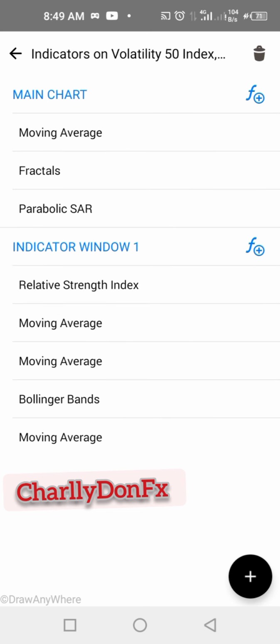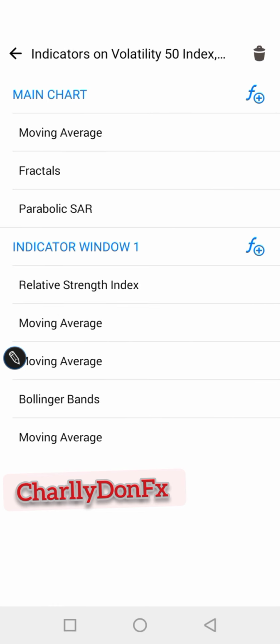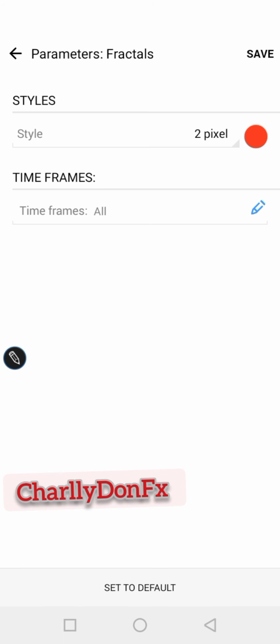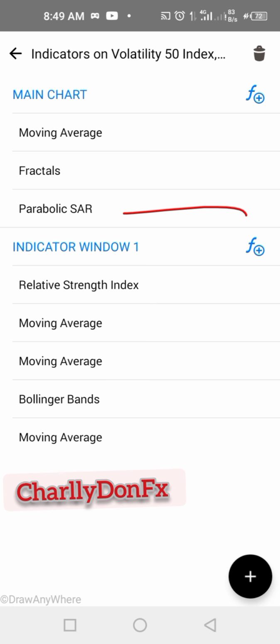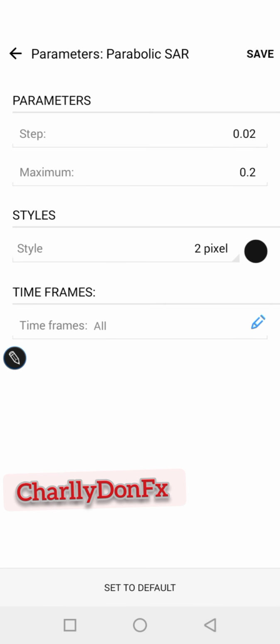And the second one is our fractal. The style is 2 pixel. The use of our fractal is to enable us know the direction of the trend, and for easy use of the trend line. The next one is our parabolic SAR. The parameters are step 0.02, maximum 0.2, the style is 2 pixel, and use the color of your choice.